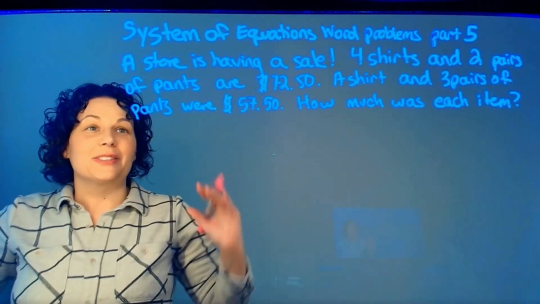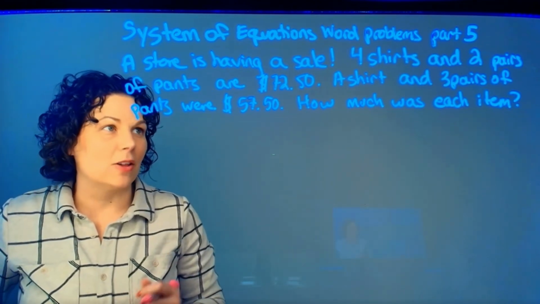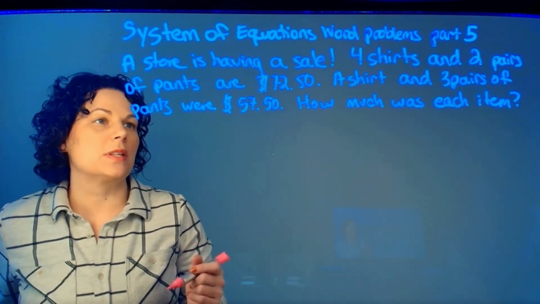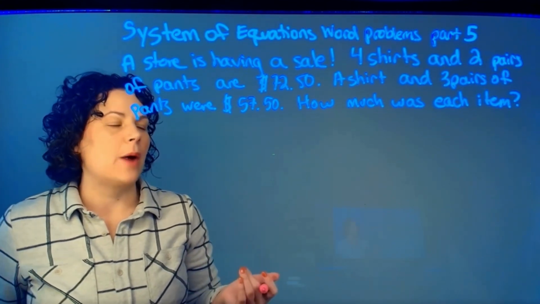Okay, I've got one more for us. This is our last system of equations word problem for this series. A store is having a sale. 4 shirts and 2 pairs of pants were $72.50, and a shirt and 3 pairs of pants were $57.50. How much was each item?